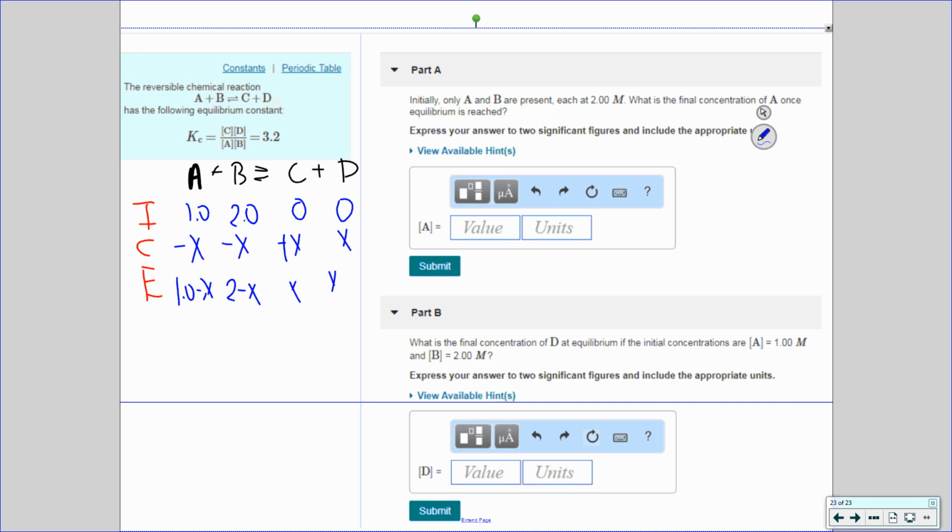So K sub C, which is 3.2, is equal to X squared on top, because I've got C times D, and those are both X, divided by 1 minus X times 2 minus X. Stinking quadratic equation, so.